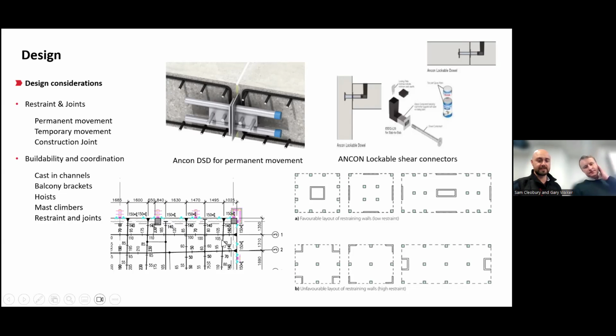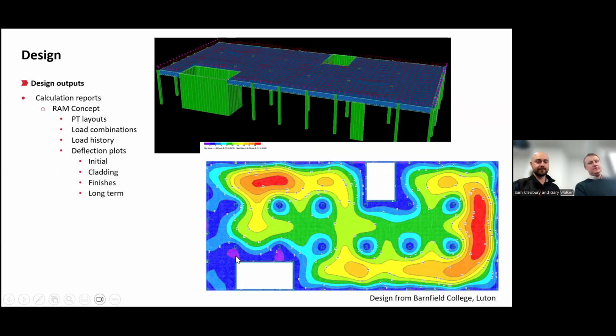And then we've got another example here where we've got a tendon that we've just slightly deviated to avoid a clash on the edge of the slab here. Yeah. And it's just some pictures of outputs from the RAM model.